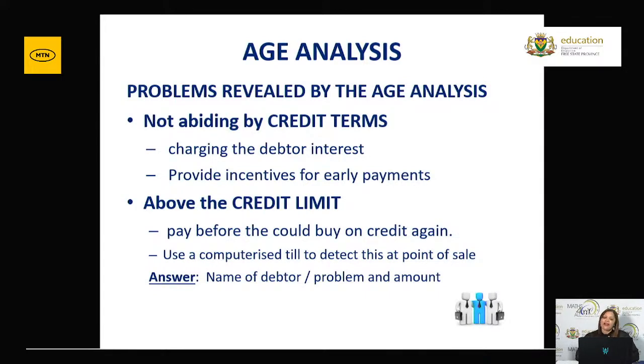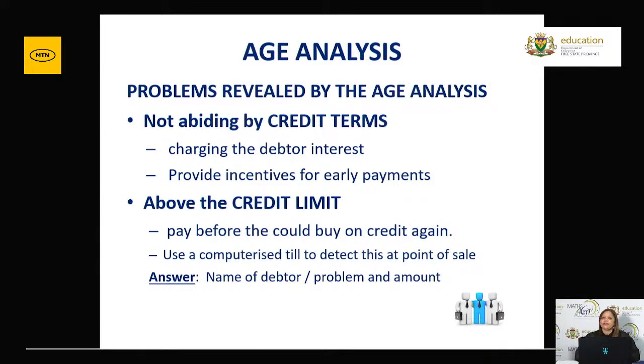Also, when you answer, you name the debtor, Andrews, like I said, you name the problem, credit limit or credit terms, and you state the amount. I'm 2,000 Rand over my credit limit. Or I'm not sticking to the credit terms. There's an amount of, let's say, 7,000 Rand that's outstanding for 60 days or 90 days. So be very specific when you answer.